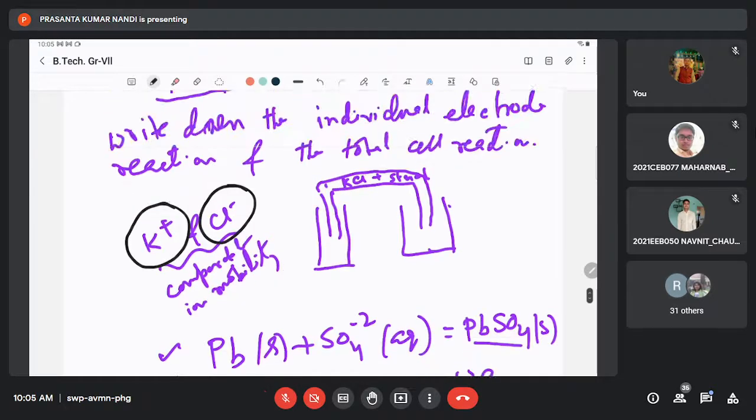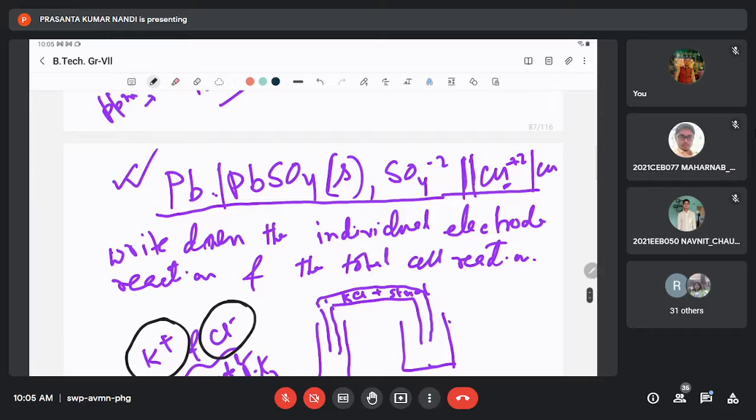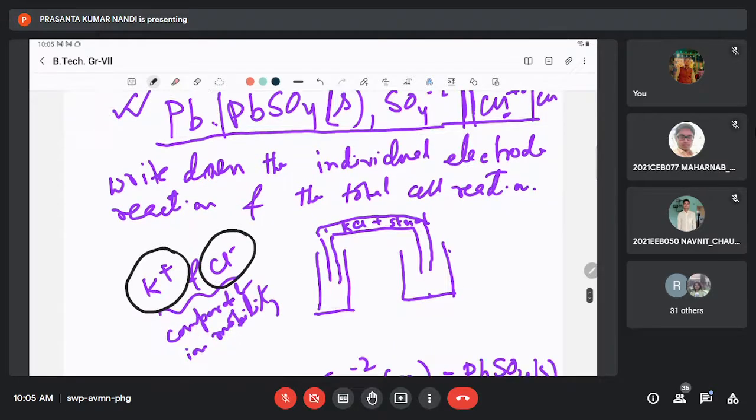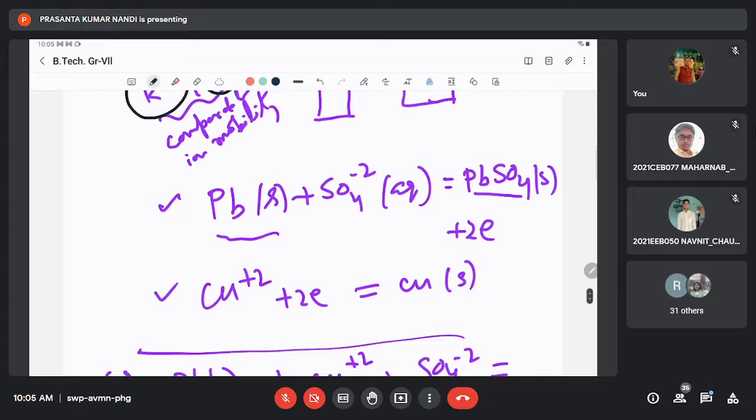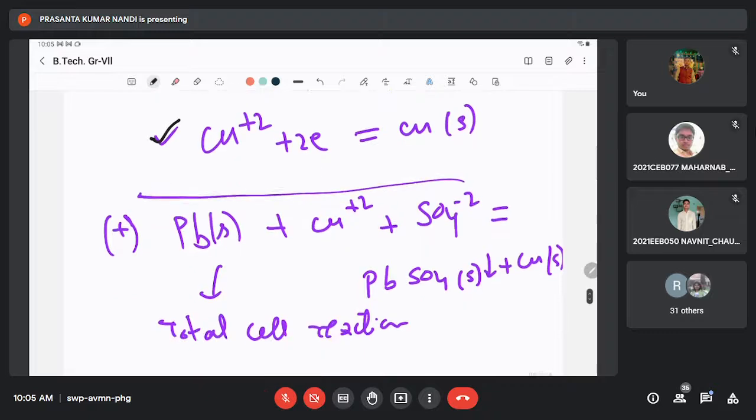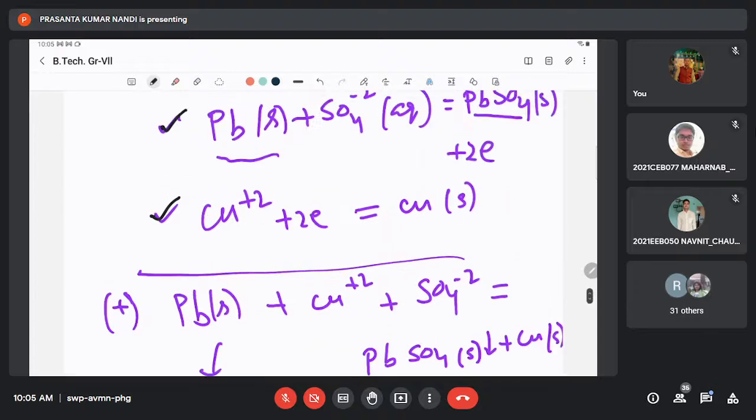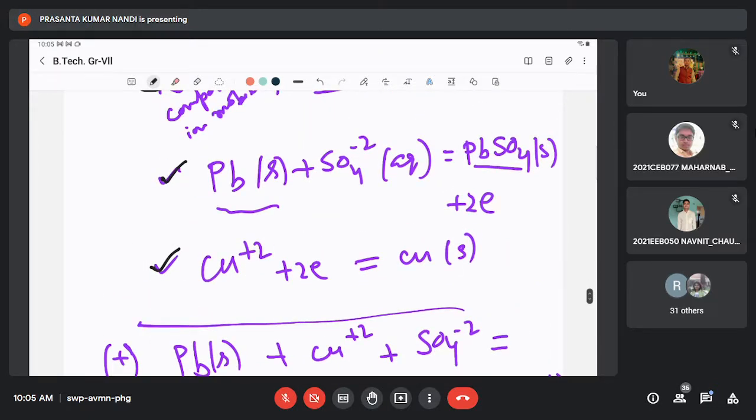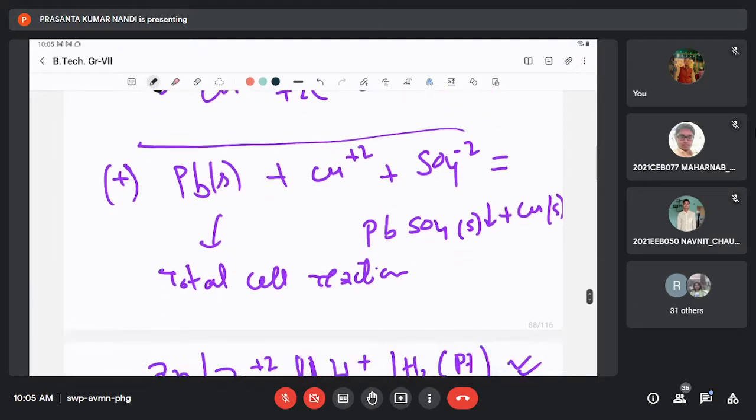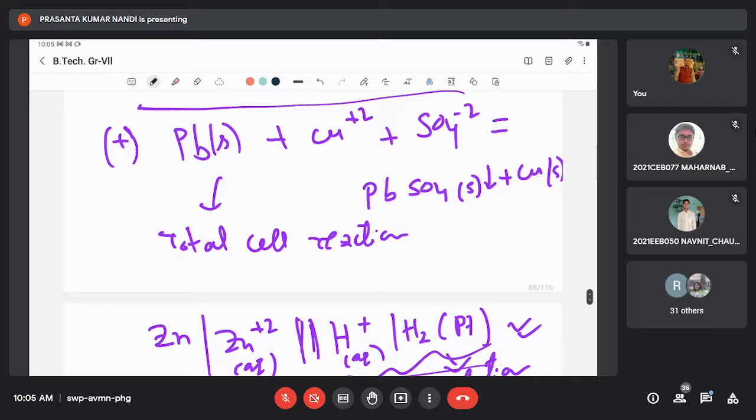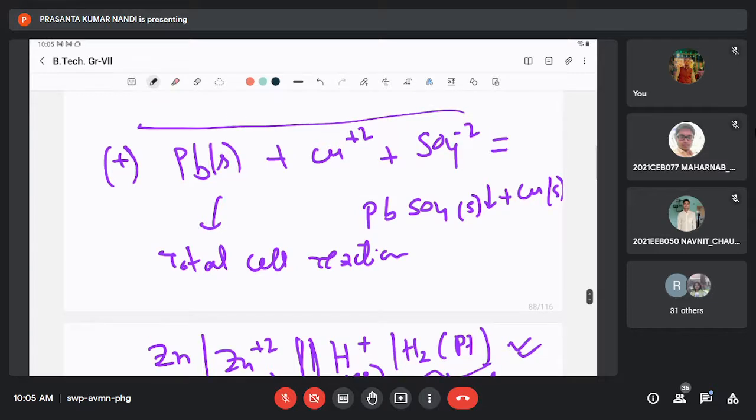Now for this given problem, where a cell is given, how do we write down the individual half cell reactions? For the present case, one has to follow this method. This is one half cell and this is another half cell reaction. And if we add them together, this is the total cell reaction. So electron balance should be carefully taken while writing the half cell reactions. This is very important. So this is the total cell reaction for the present problem.